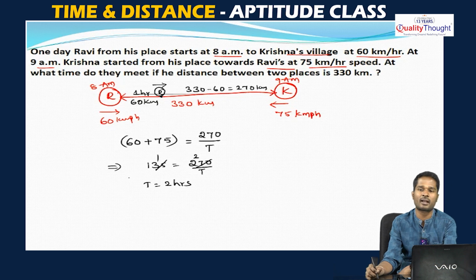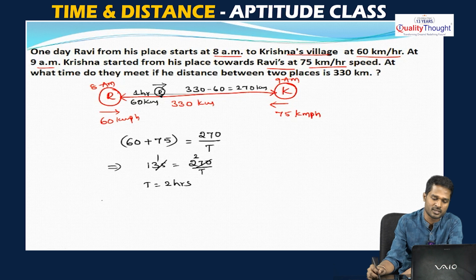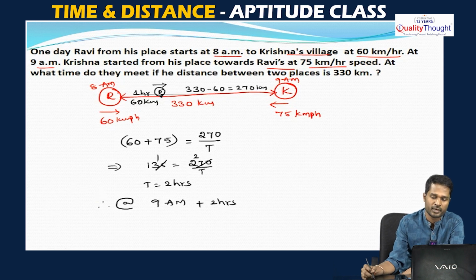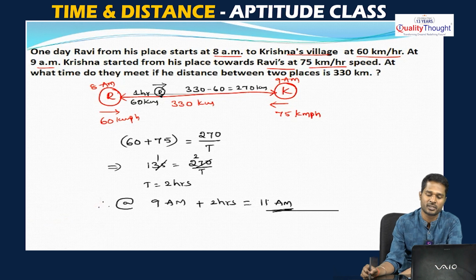That means they will cross each other after 2 hours. At what time will they cross each other? 9 am is the time we need to take, because 9 am is when Krishna started, plus 2 hours is the time they required. So 9 am plus 2 hours is 11 am. That means they will meet each other at 11 am.